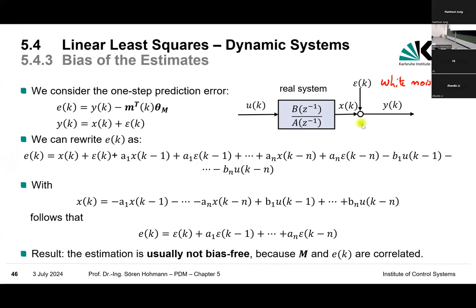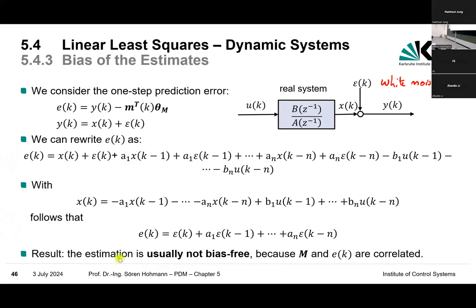Now assume epsilon k is white noise. Is ek then white noise? So epsilon k is white noise, so nothing is correlated. And now I put everything in such a formula to calculate ek, and the question is, is it still white noise? Just a simple argument: ek is dependent on epsilon k, which is the other error that is white noise. So it can't be white noise.